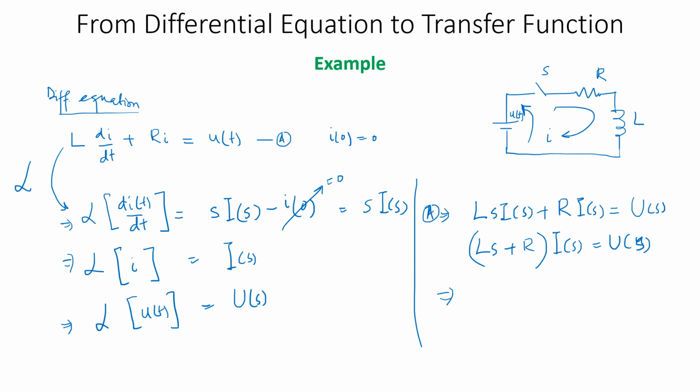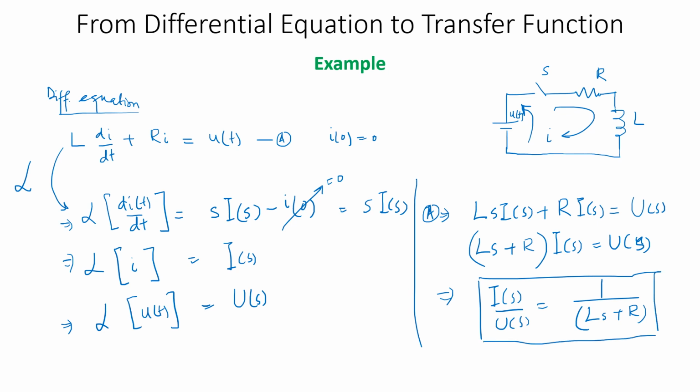That would mean that you can very simply write down I(s) over U(s), which is the transfer function. Obviously, that is equal to 1 over Ls plus R. So this is a very simple, straightforward case in which you started, let me use a red color over here, you started from a differential equation, although it was a very simple differential equation, and you transformed it into a transfer function.